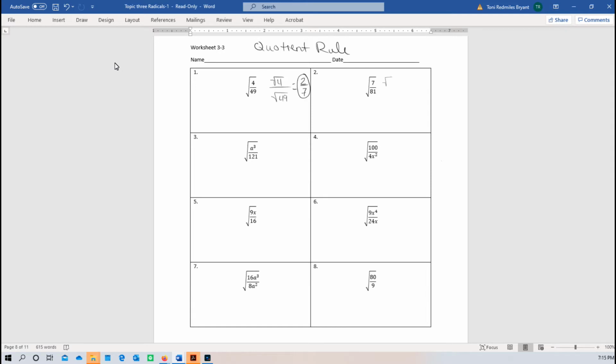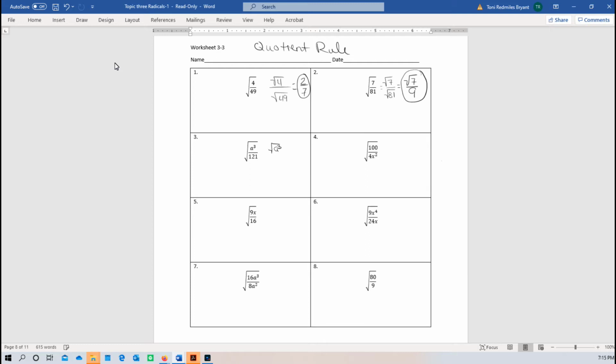And the same with this one. I can go square root of 7 over the square root of 81. Now the square root of 7 can't be solved. That's just going to be the square root of 7. But I can solve the square root of 81, that's 9. And that's all I can do. I can't break down that 7 any further, not until we start getting calculators involved.